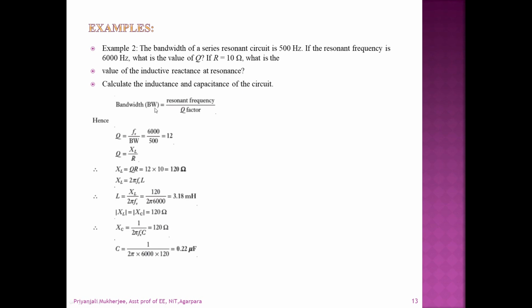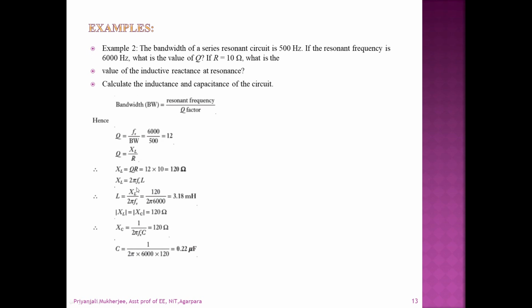Now we know the bandwidth of an RLC series circuit is given as resonating frequency by Q factor, or the Q factor is the ratio of resonating frequency by bandwidth. So the bandwidth is given as 500 and the resonating frequency is 6000. So the ratio of these two becomes 12. So the Q factor of the circuit is 12.